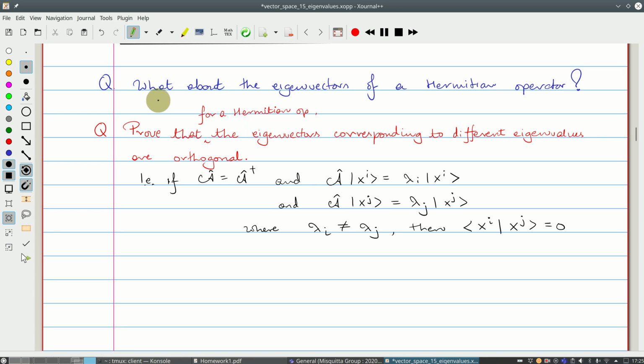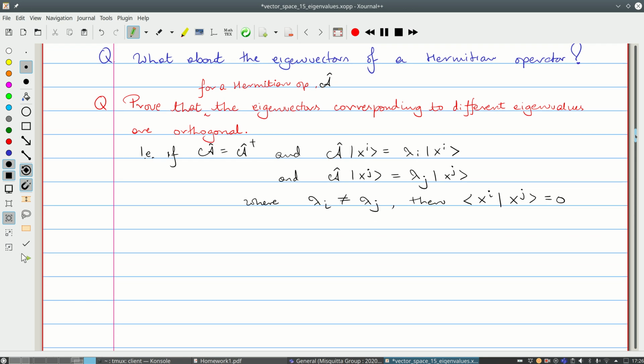I ended the last part by asking the question, what about the eigenvectors of a Hermitian operator? Can we say something about them? And the answer is yes, we can. And we're going to show this here. So we're going to prove that for a Hermitian operator A, the eigenvectors corresponding to different eigenvalues are orthogonal. Now this is the key phrase here, different eigenvalues. I will generalize this to all kinds of eigenvalues, but that proof will not be complete.